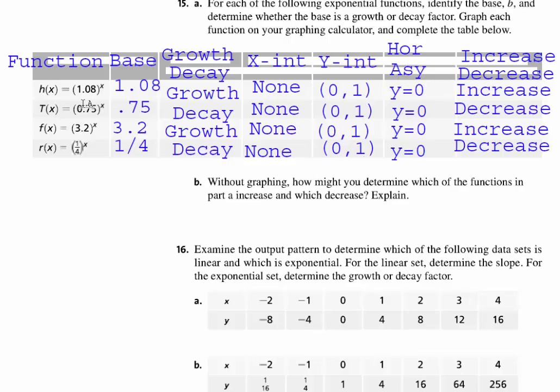The horizontal asymptote is going to be y equals 0. That's the equation of the line that we get very close to but never actually touch. So y equals 0 is this imaginary line that we get very close to but never touch. If you graph all 4 of these, you'll see we get very close to that y equals 0. In terms of whether the function is increasing or decreasing, if we have growth, we know it's increasing. If we have decay, we know it's decreasing. So if my b is bigger than 1, it's growth and it's increasing. If my b is between 0 and 1, it's decay and decreasing. And that's pretty much what I want you to take away from this table.